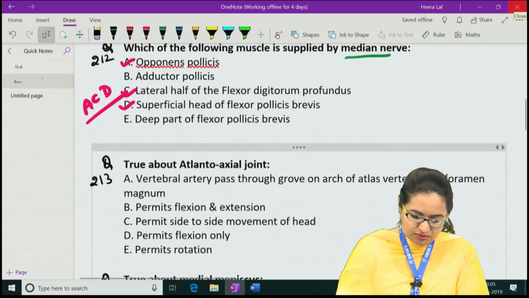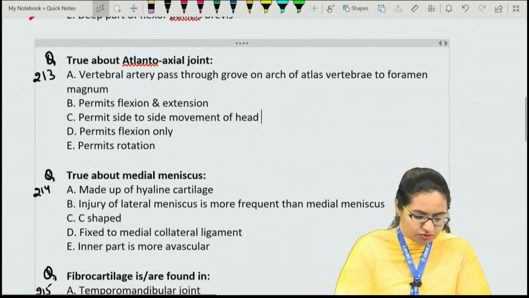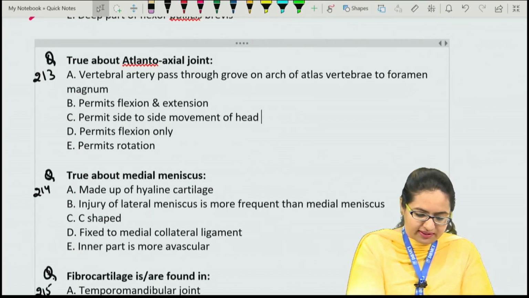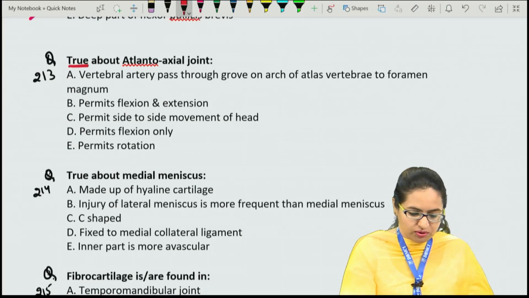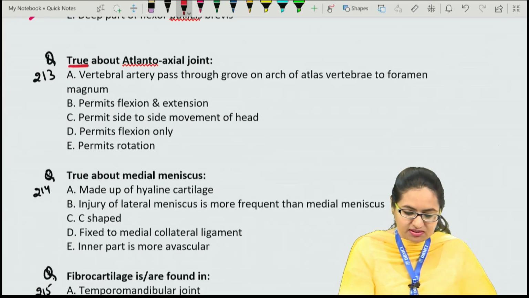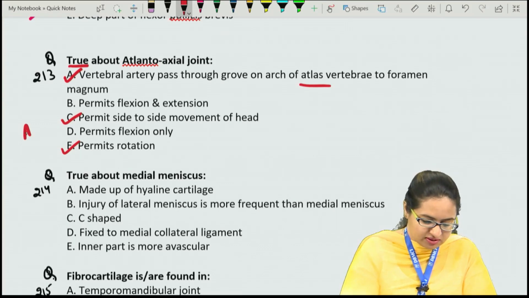If we come back to the question, it asks what is true about the atlantoaxial joint. The vertebral artery passes through a groove on the arch of the atlas vertebra. This is true. Apart from this, the joint permits side to side movement as well as rotational movements. So the answer for this question is A, C and E.